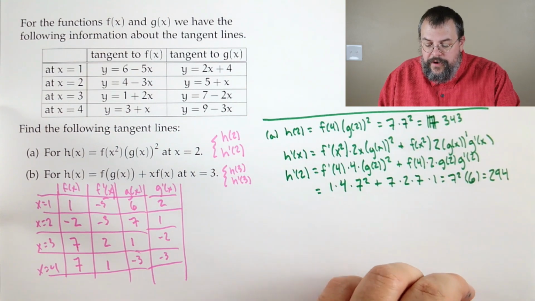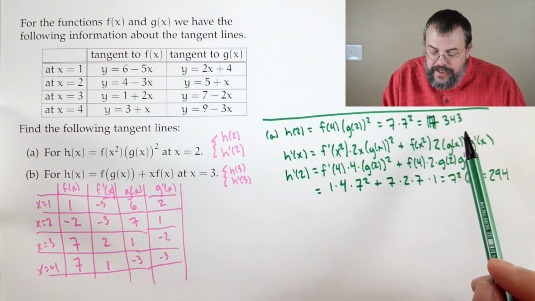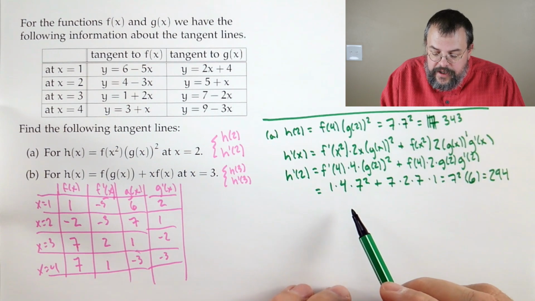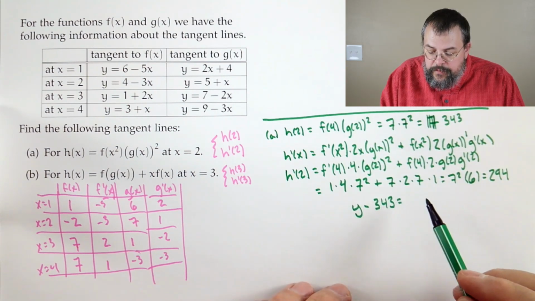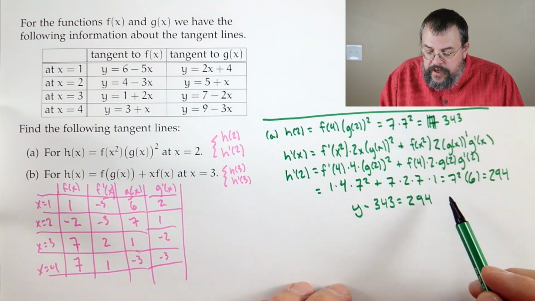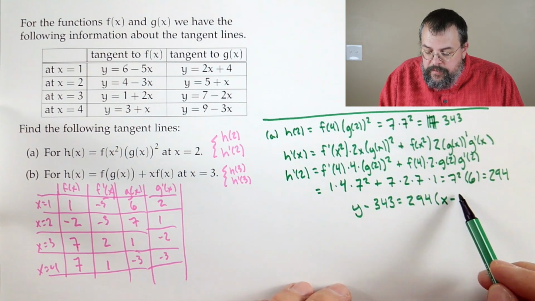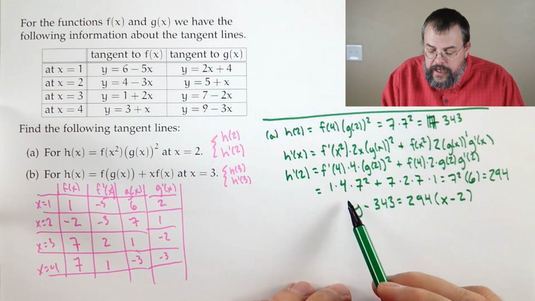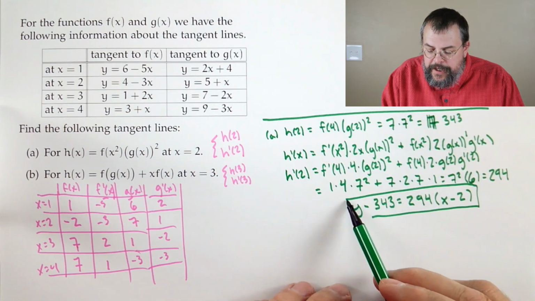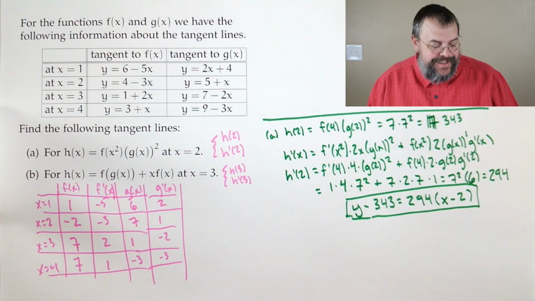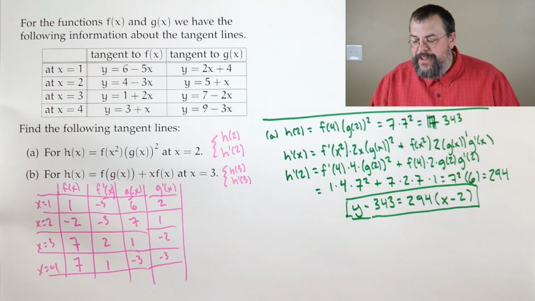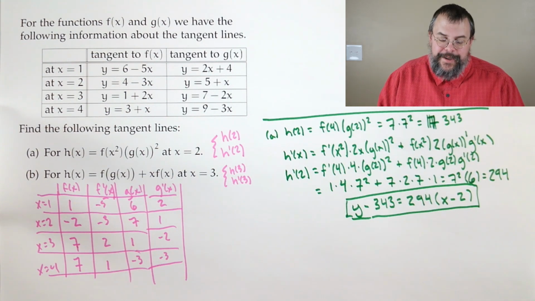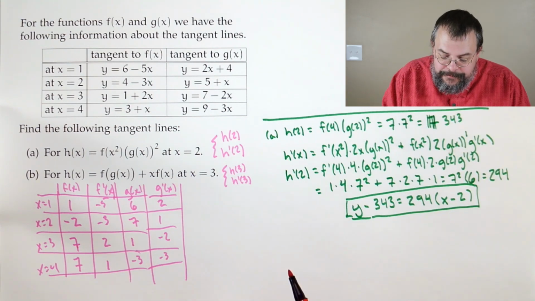All right, so now I have h of 2, I have h prime of 2, so I can conclude that y minus my y value is equal to my slope, 294, times x minus my x value, 2. And I think I'm going to leave it in that format. After all, that is the right line, so it's okay for us to leave it that way. All right, that was part A. Now, let's see what joys await us in part B.